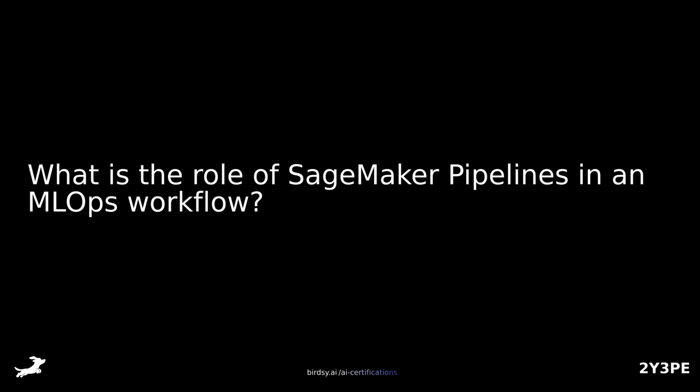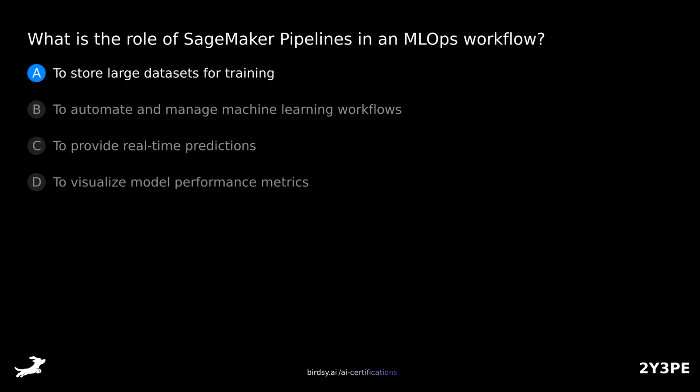What is the role of SageMaker pipelines in an MLOps workflow? Is it A, to store large data sets for training, B, to automate and manage machine learning workflows, C, to provide real-time predictions, or D, to visualize model performance metrics? The answer is B, to automate and manage machine learning workflows.